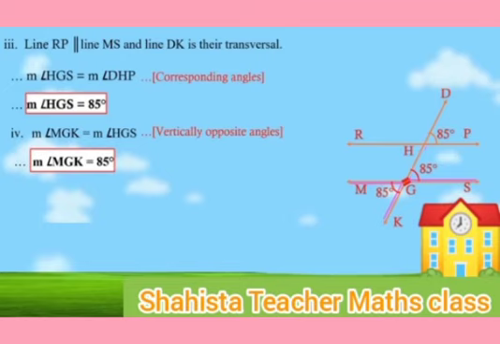Is that clear, my dear students? Yes? Now they both are equal. HGS is equal to 85 degree and MGK is equal to 85 degree. Now my dear students, your task is to pause this video and solve this question number 1 in your Maths 2 notebook. After solving, let's solve question number 2.